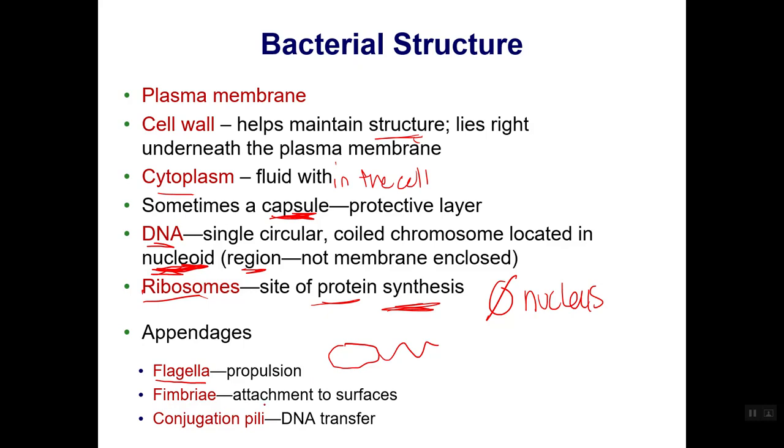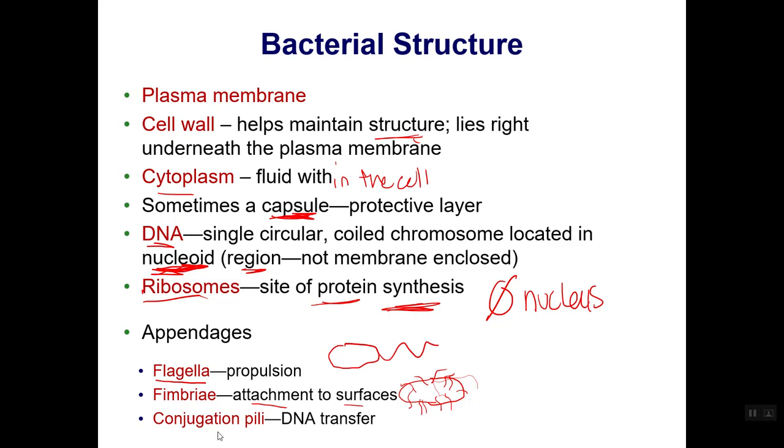The fimbriae. Some cells will have lots of little appendages hanging off of them that almost look like hairs, but they're not hairs. They help with attachment to surfaces. So it helps bacteria stick to something, which also increases their survivability.